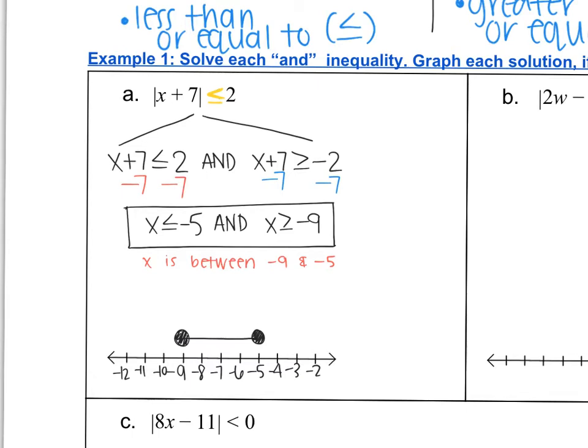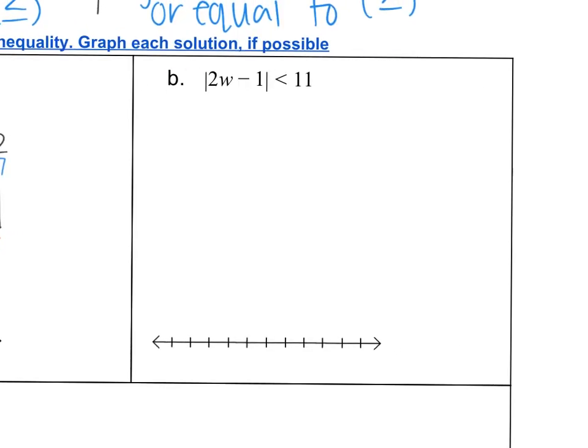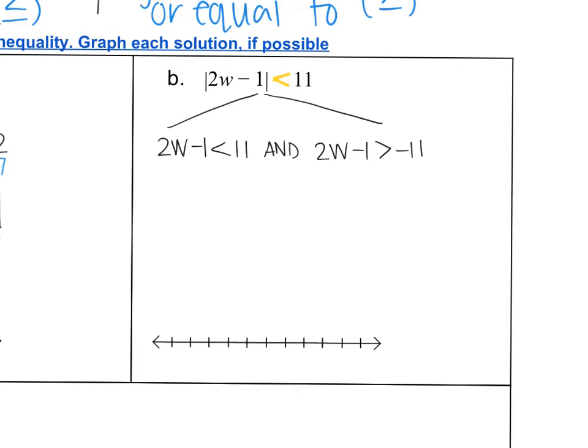Let's try the next one. Similar idea here. I'm going to make my two new inequalities. Because this is a less than symbol, less than is and, I'm going to put an and in between my two new inequalities. My first one will be 2w minus 1 is less than 11. My second one will be 2w minus 1, switch the inequality, greater than, flip the sign, negative 11.